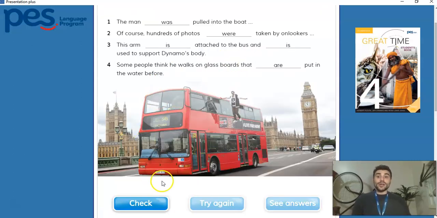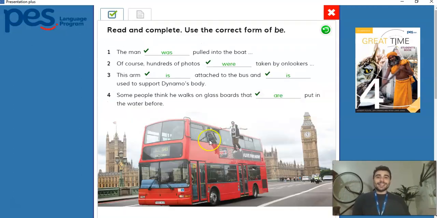Let's check our answers. I love this picture here. Like, how does he do that? How does he walk beside a bus, right? That's, for me, very interesting. Well done, guys. Very good.